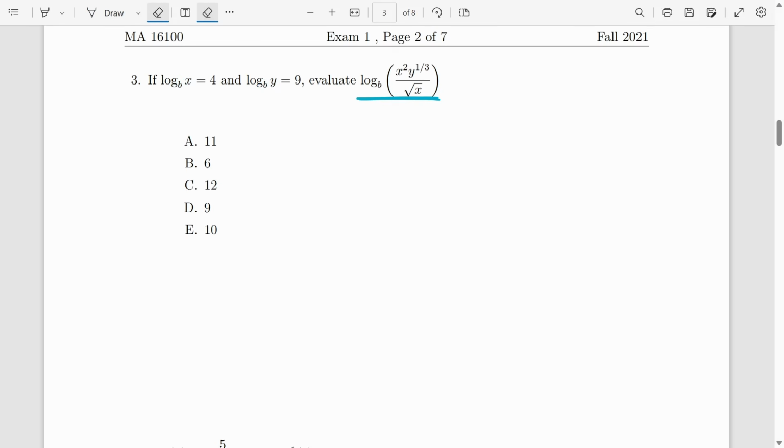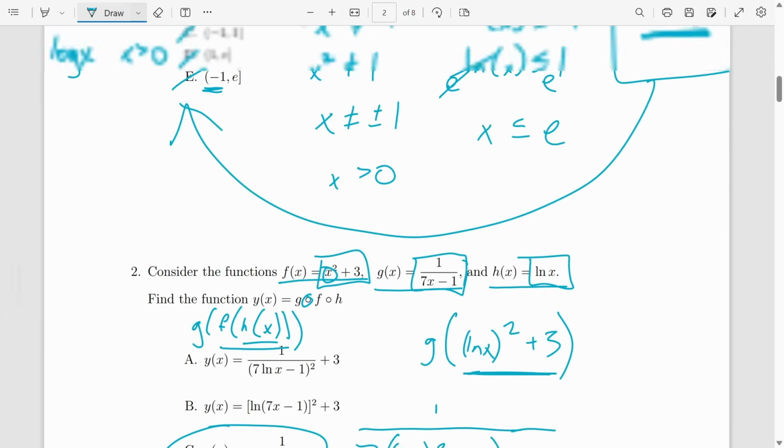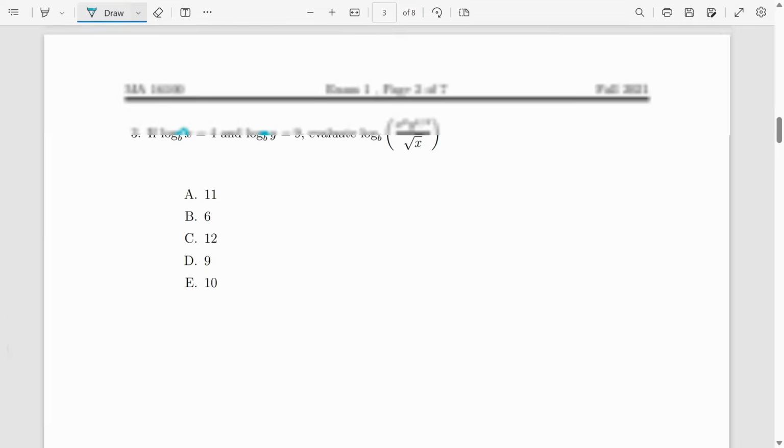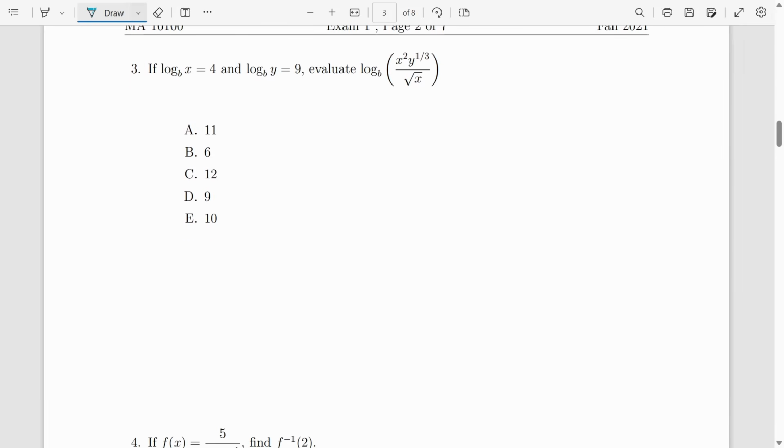So what it's saying is it gives us two definitions for these two abstract logarithms with a base that it never defines or specifies. And then it gives us this bigger logarithm with that same base, and it's asking us to figure out what it equals. So the way we're going to do this is with these big three properties of logarithms. Similar to question 1, where there's a big three properties of domains that you should know, there's also one with logarithms. There are 3 properties of logarithms that come up quite often.